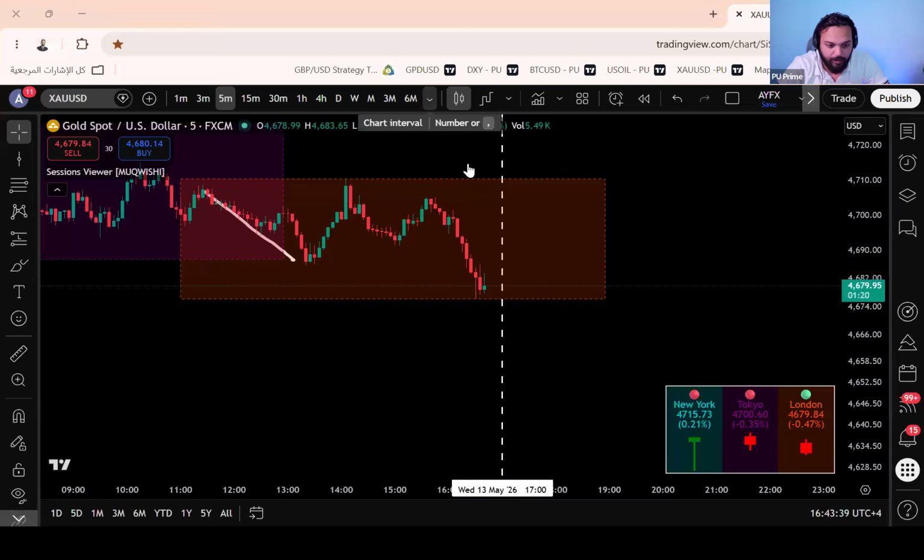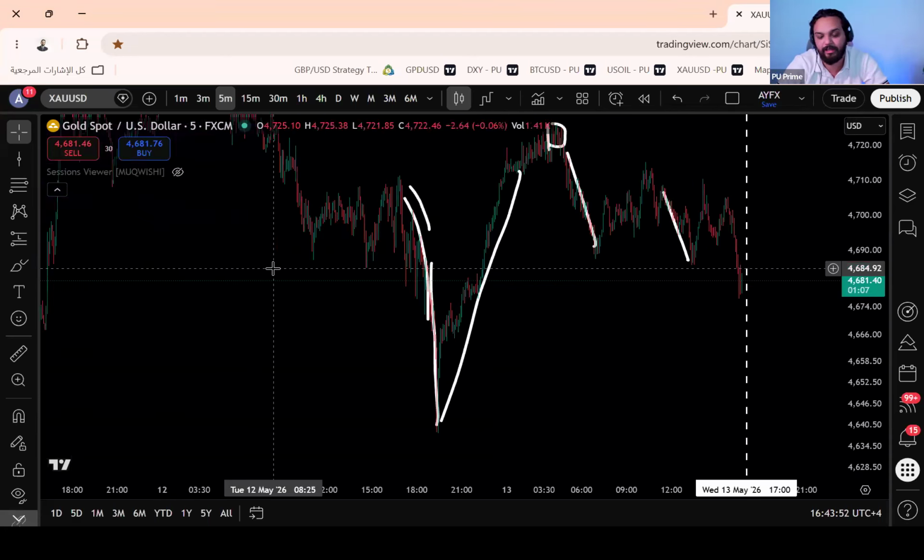How to switch between the different sessions on MT5? There is no switching between the different sessions. You just need the market. Once you open MT5, you are not going to find anything. You're just going to find it like this.